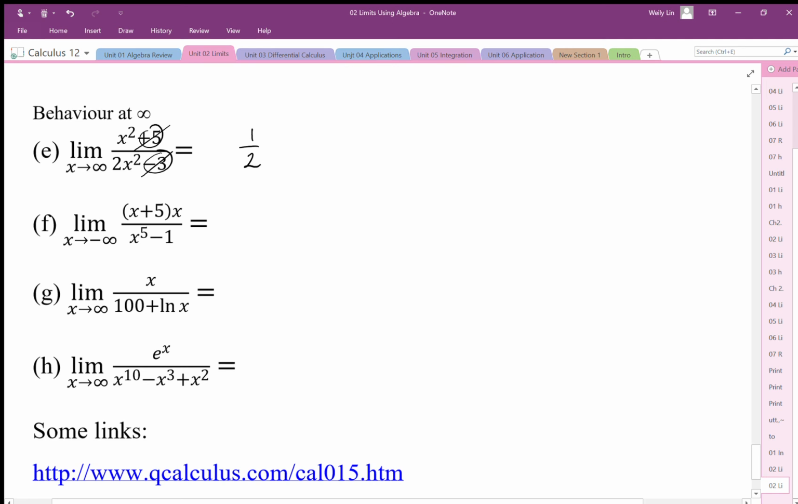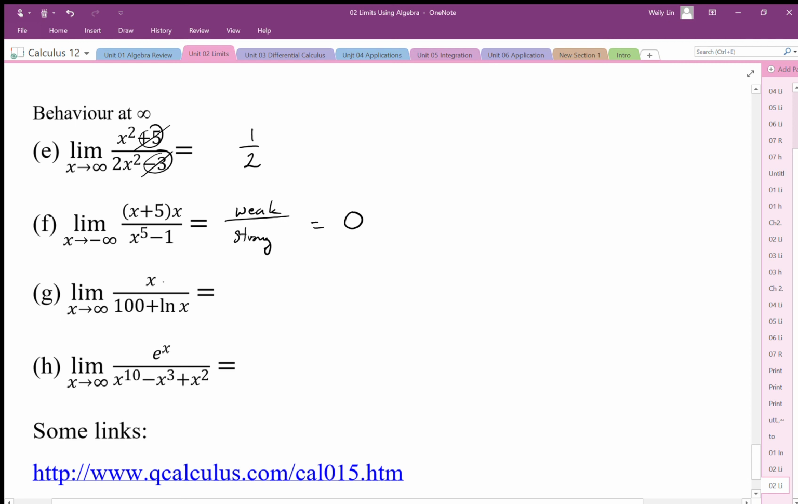Here we have, in the numerator, a degree 2. In the denominator, we have a degree 5. Well, the denominator is going to go to negative infinity very, very quickly. Okay, and it's going to be more powerful. So we have a weak over strong situation. So that's going to tend to 0.